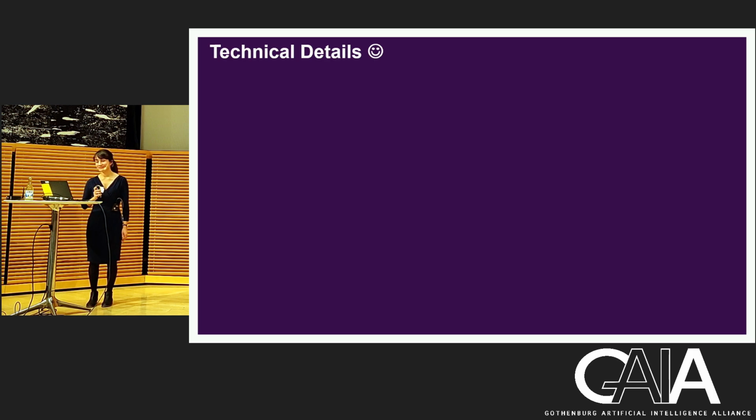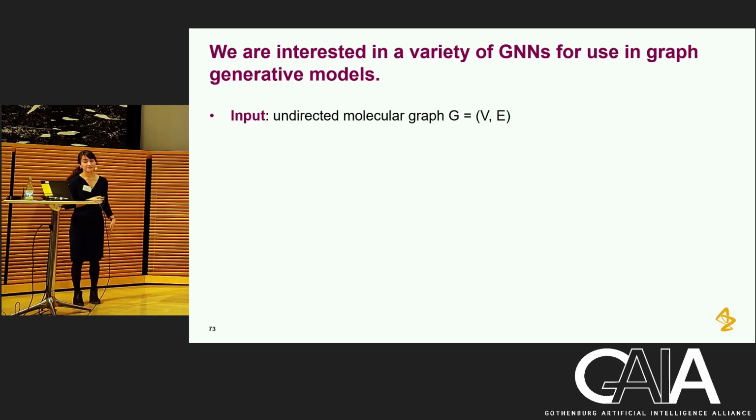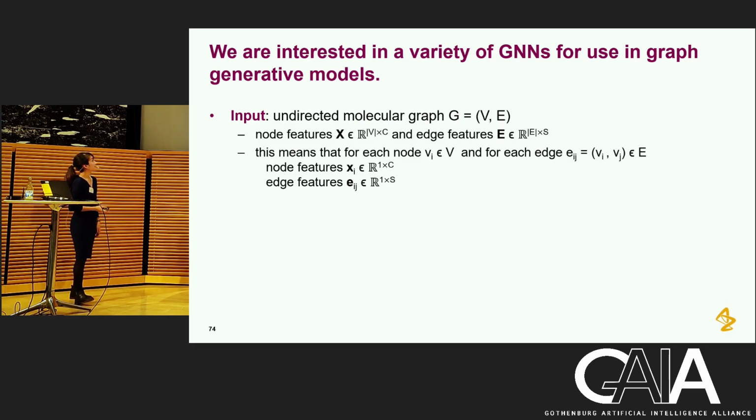Now some technical details, so I hope equations are okay. We're interested in a variety of different graph neural network architectures for use in graph generative models. The thing that all of our implementations have in common is that they all take as input an undirected molecular graph G, which in practice means that we have a node features matrix X and an edge features matrix E, where all of the rows of X correspond to different nodes in our graph. And each of these nodes has associated with it a vector of length C, where C is the number of features we've chosen to encode.